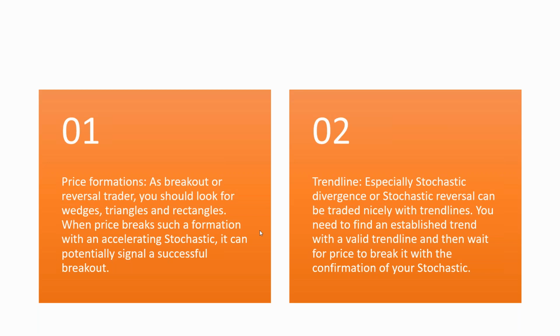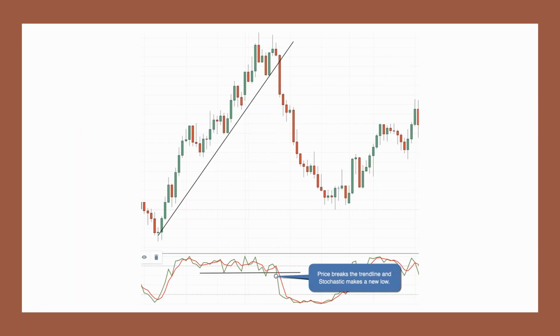Then with trend lines, especially stochastics divergence or stochastics reversals can be traded nicely with trend lines. You need to find an established trend with a valid trend line and then wait for price to break it, with the stochastics confirming your trade, and then enter that position.